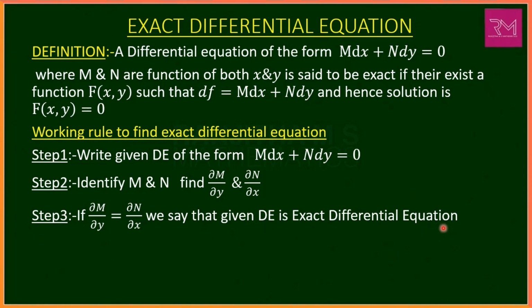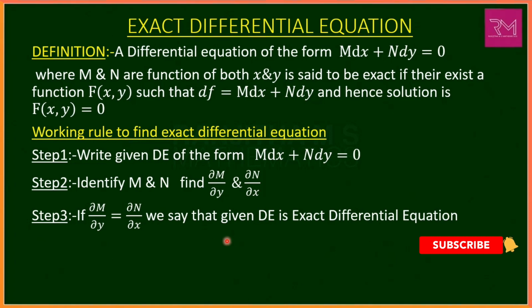Here, the working rule means first you consider the given differential equation in the form M dx plus N dy equal to 0. After this, identify M and N from the equation. Then find del M by del y and del N by del x, and equate these two. If they are equal, then we can conclude that the given differential equation is an exact differential equation.